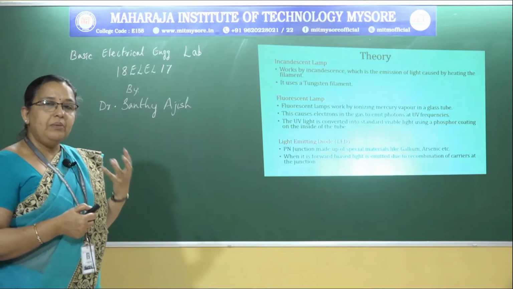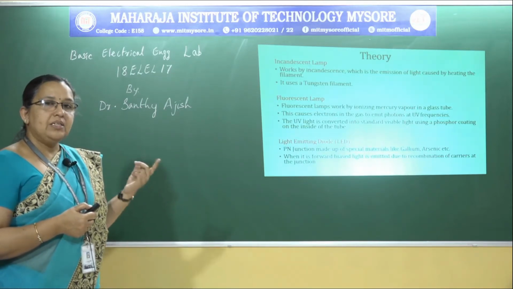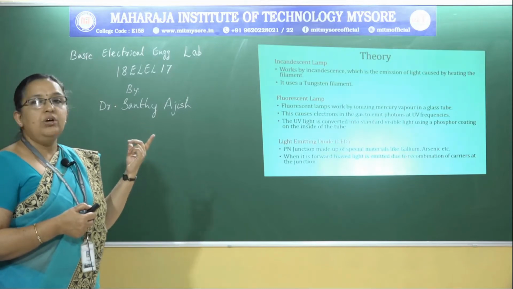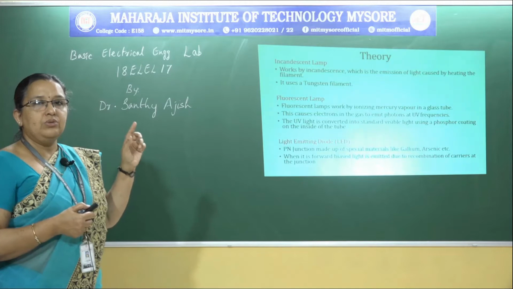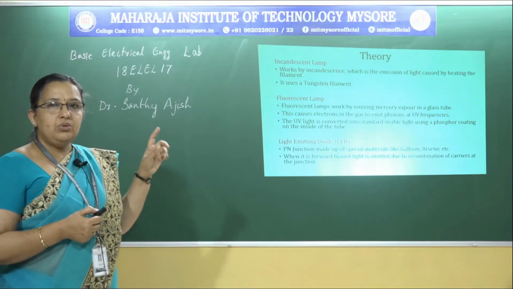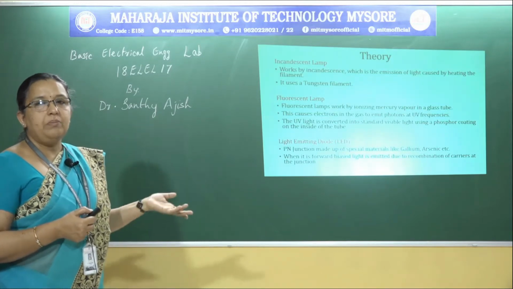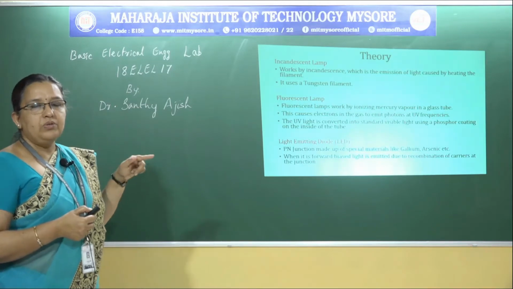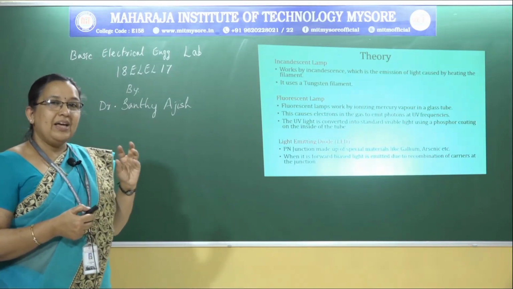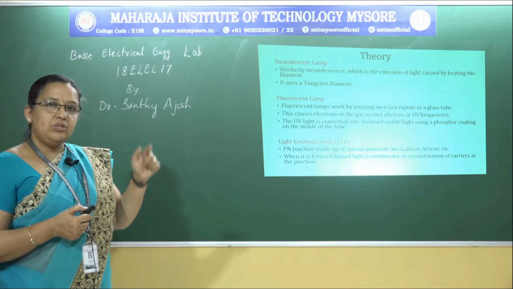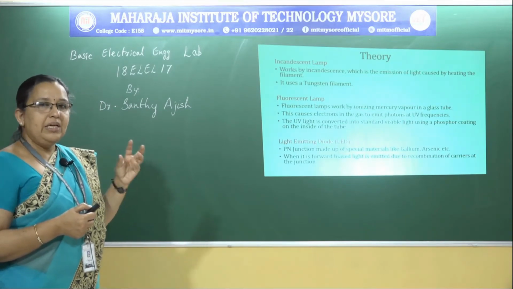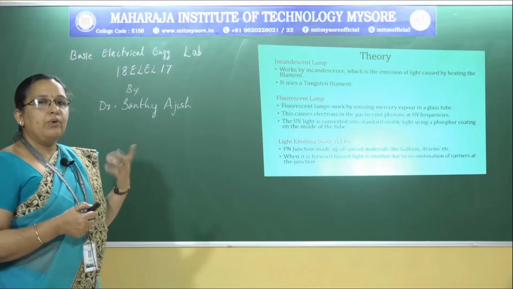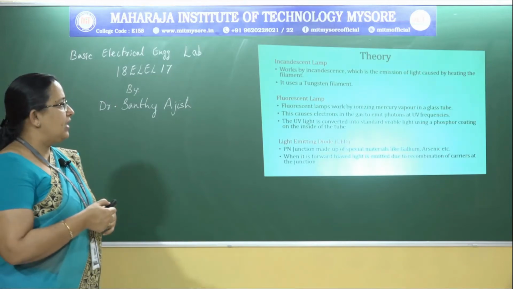So how is the filament getting heated up? It is getting heated up by the application of electricity. When we switch on the light, 230 volt AC is applied to the bulb, and then the filament, because we know that current has a heating effect. When current passes through a conducting material, it gets heated. So that heating produces light. So that is the incandescent lamp.